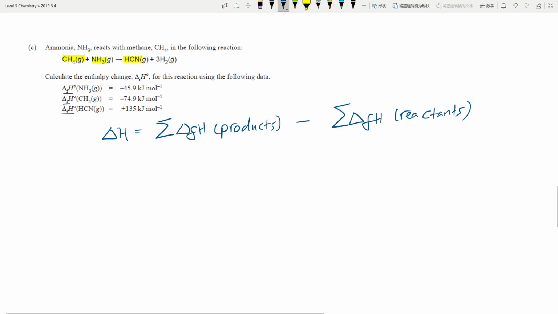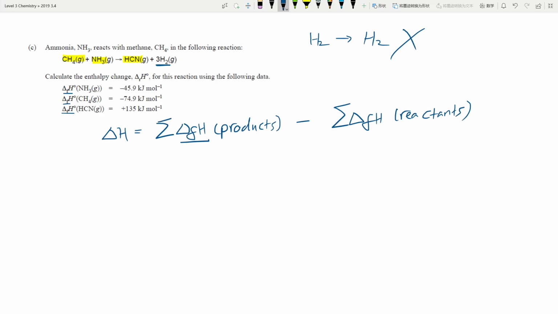And why did I not highlight H2? Because H2 is an element. Enthalpy of formation by definition is the amount of energy required or released when you make a particular molecule from the elements. If I were to make an element from an element, there's no enthalpy of formation, there's no difference.